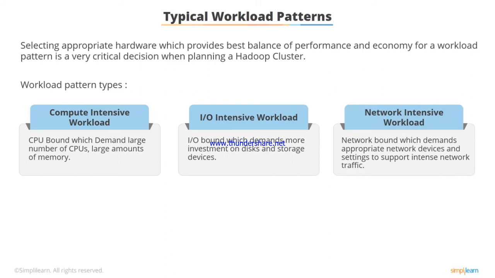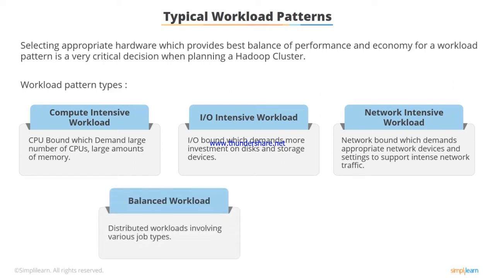Network-intensive workload. Various running jobs may involve a lot of data transfer across nodes, thus necessitating a high bandwidth, bonded network interface cards, NICs, for higher throughput and racks to accommodate nodes. Balanced workload. Here, workload is distributed evenly across the cluster across various job types, and the workload doesn't belong to one specific type of workload pattern.